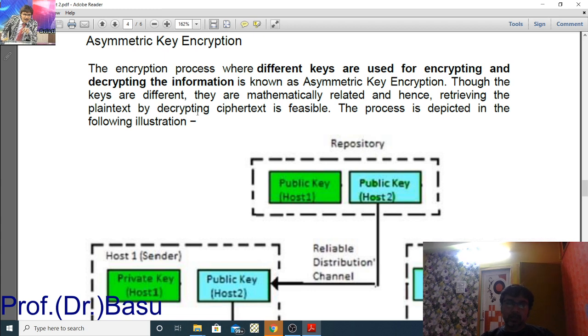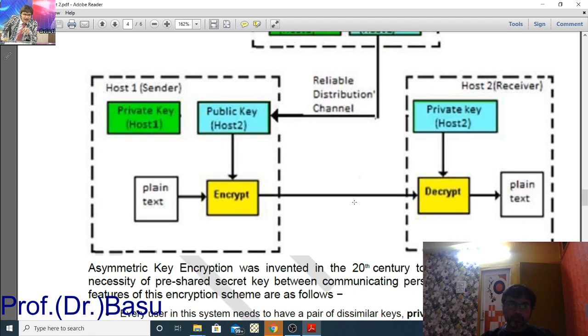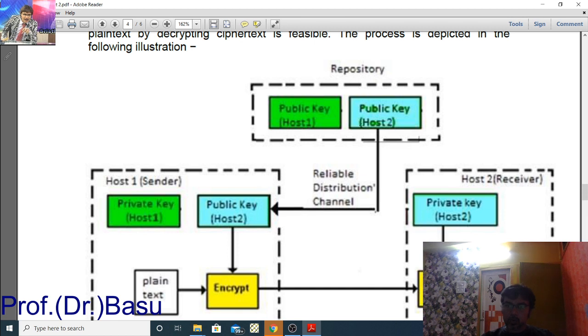Okay, now asymmetric key encryption. See, just concentrate on this block diagram, very beautifully shown. Here are the sender and receiver, host 1 and host 2, each of them having two keys. One is a private key, another is a public key. The public keys for host 1 and host 2 are at the disposal of a repository, meaning this key distribution center. We are supposed to purchase the key from this repository body.